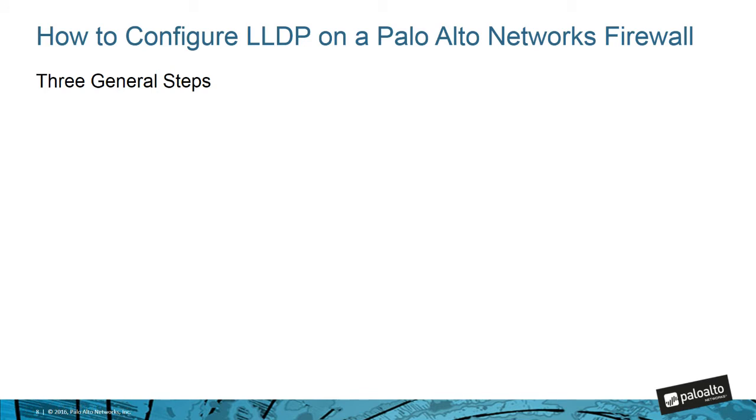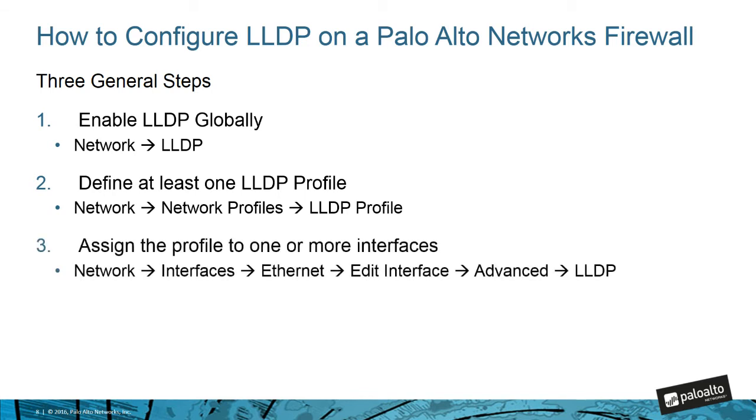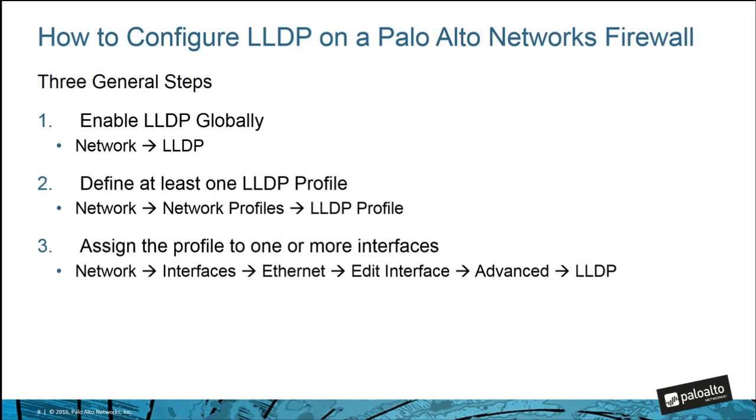There are three basic steps to configuring LLDP. First, enable LLDP globally, and this is done under Network, LLDP. Second, define at least one LLDP profile. This is done under Network Profiles, LLDP Profile. And third, assign the profile to one or more interfaces. This is done under Network, Interfaces, Ethernet. You edit the interface itself, go to the Advanced tab, and select LLDP. I'll walk through these steps with you now.